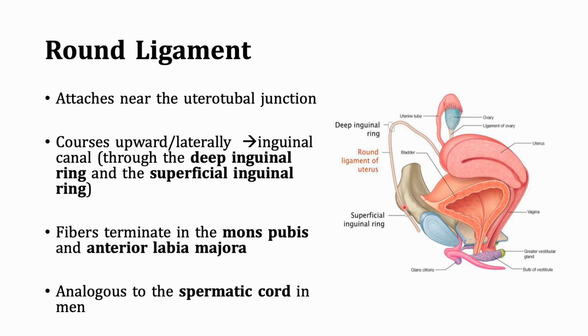And then the round ligament of the uterus, the fibers actually terminate in the mons pubis and anterior labia majora, which in this picture you can't really see well here, but at least getting an idea. This is kind of like the pubic symphysis, and then this is the glans clitoris, so somewhere over here. And the round ligament is analogous to the spermatic cord in males.